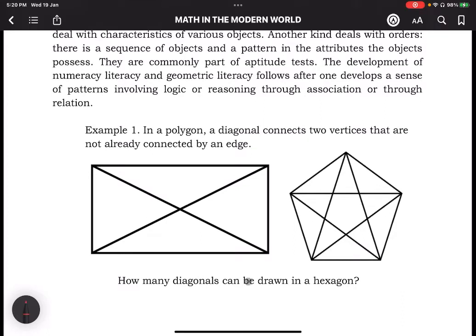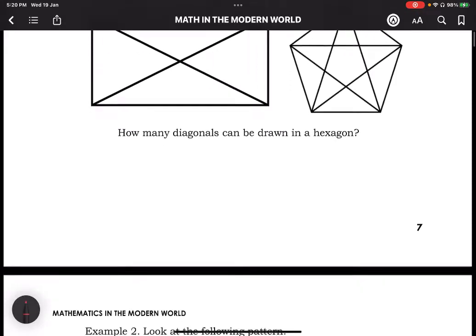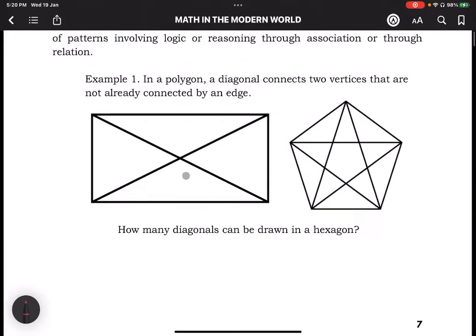So how many diagonals can be drawn in a hexagon? So we have one, two, three, four, five, 2, 4, bali 6, no? 6 diagonals. Sa rectangle naman, we can draw 2 diagonals. So 1, 2.